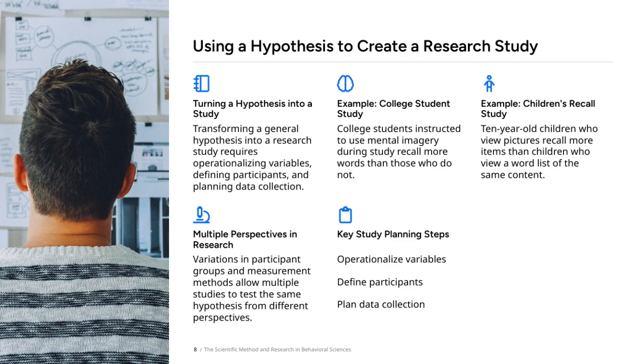For example, one study might look at college students and test the hypothesis that those who use mental imagery while studying will recall more words than those who don't. Another study could focus on 10-year-old children, comparing recall between those who see pictures and those who see word lists. These examples show how different participant groups and methods help us examine the same hypothesis from various angles. By varying these elements, researchers can gather stronger, more comprehensive evidence.